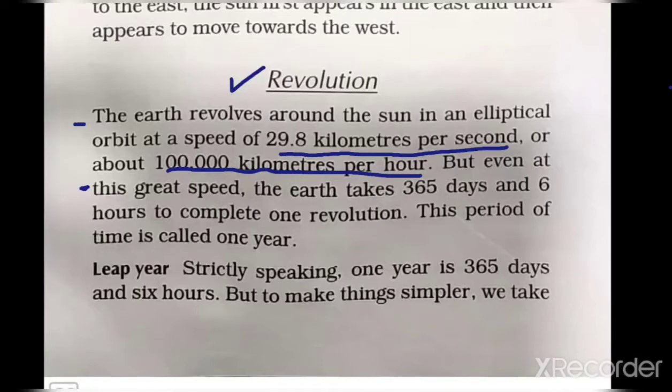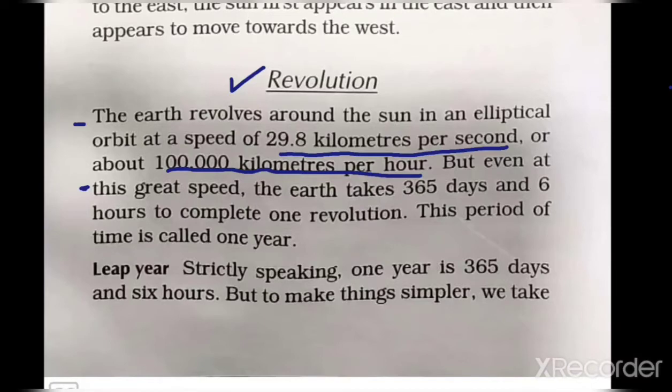Revolution. The earth revolves around the sun in an elliptical path. Elliptical path means oval shaped path. Okay, the orbit is oval in shape. The earth revolves in an elliptical orbit at the speed of 29.8 kilometres per second.